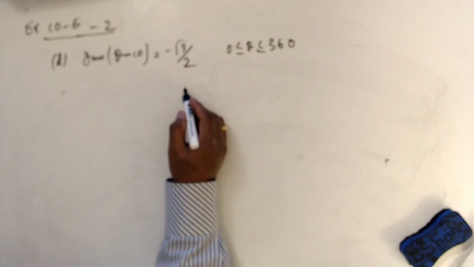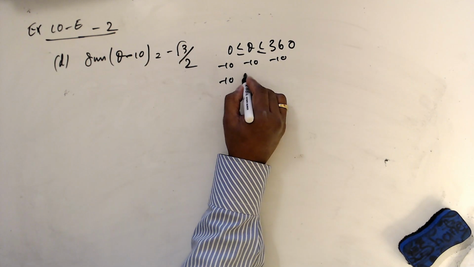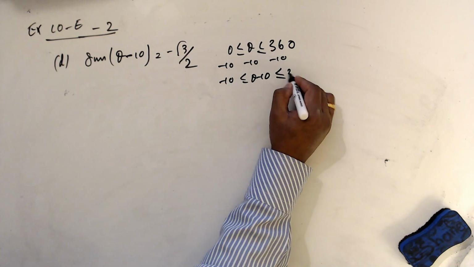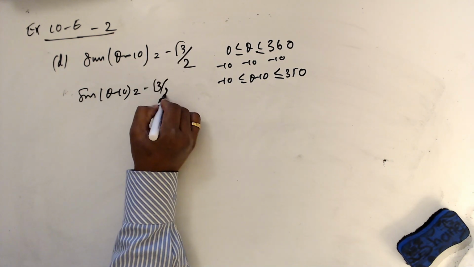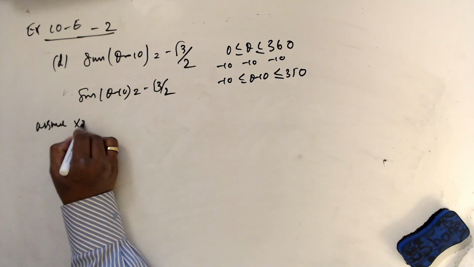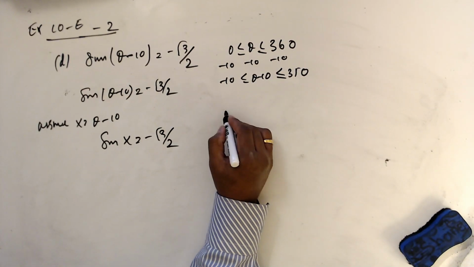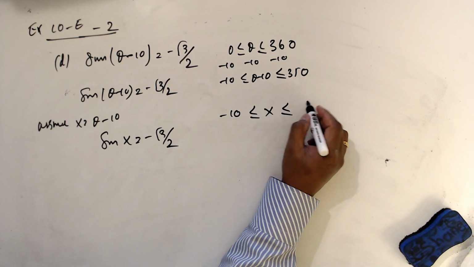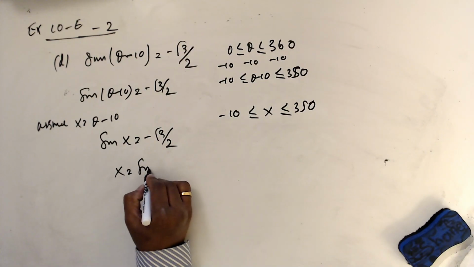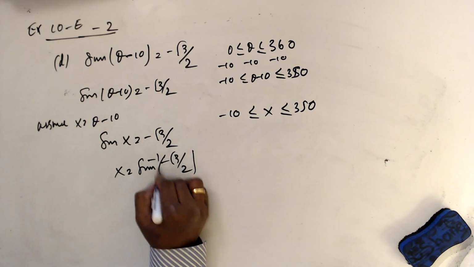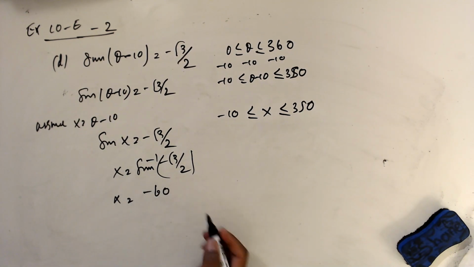So this is theta minus 10. I want to take 10 out from the inequality. So this is minus 10, theta minus 10, and this is going to be 350. So sine of theta minus 10 equals minus square root 3 over 2. Assume x equals theta minus 10. So sine x equals minus square root 3 over 2, and x ranges from minus 10 to 350. So x equals sine inverse of minus square root 3 over 2, which is minus 60.